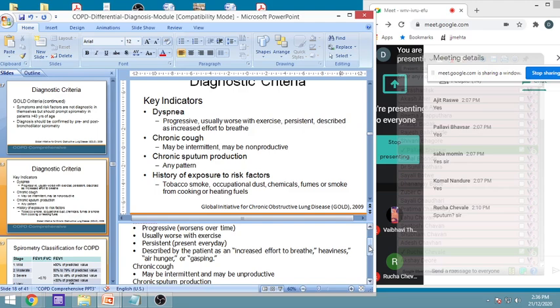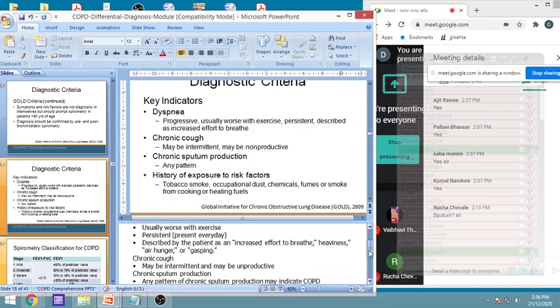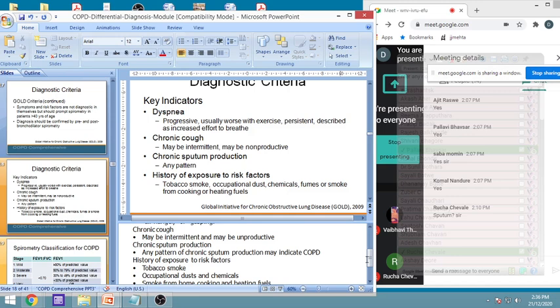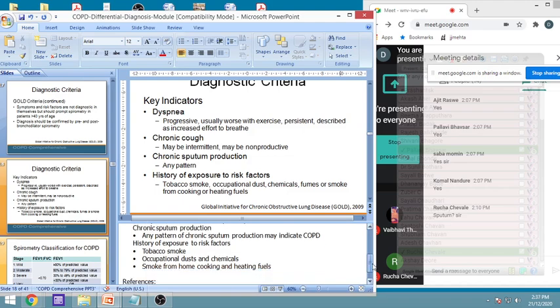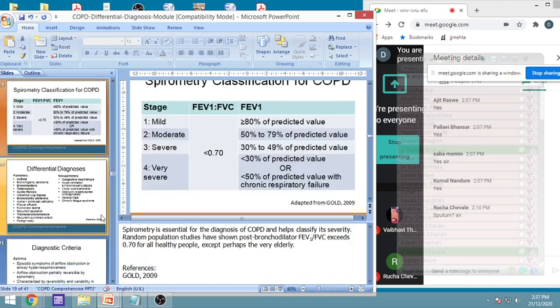Cough may be intermittent, and unproductive or productive cough can be there. Chronic sputum production can be there. Any pattern of the chronic sputum can be there. And various risk factors, as we have seen, that is tobacco smoke, etc., can be there. So these are all risk factors we should be knowing about.